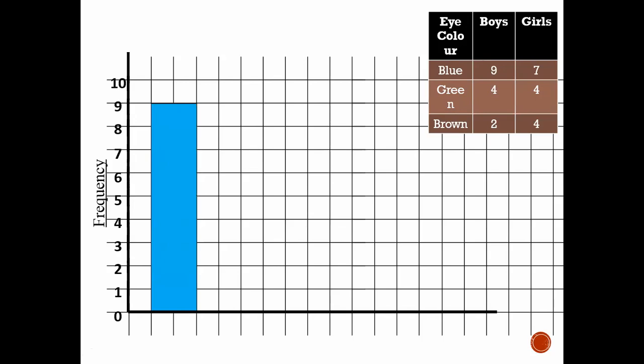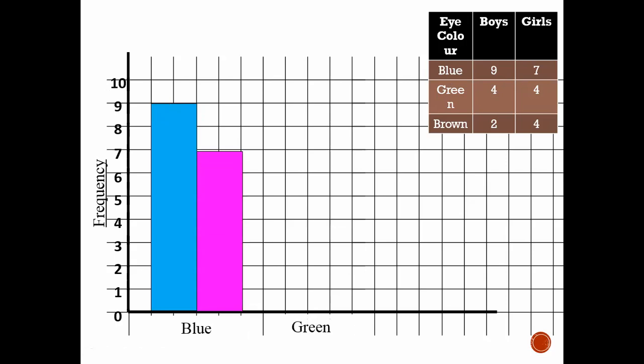As you can see here, you need two bars to compare the two different sets of data, right? Look at the first one, the eye color blue. The boys is 9, so you represent a bar up to the height of 9. And for girls it's going to be 7. As you can see here, there are two bars placed next to each other to show that they are in the same category, which is blue eye color, but there are two different sets of data. One is for boys and another one for girls.